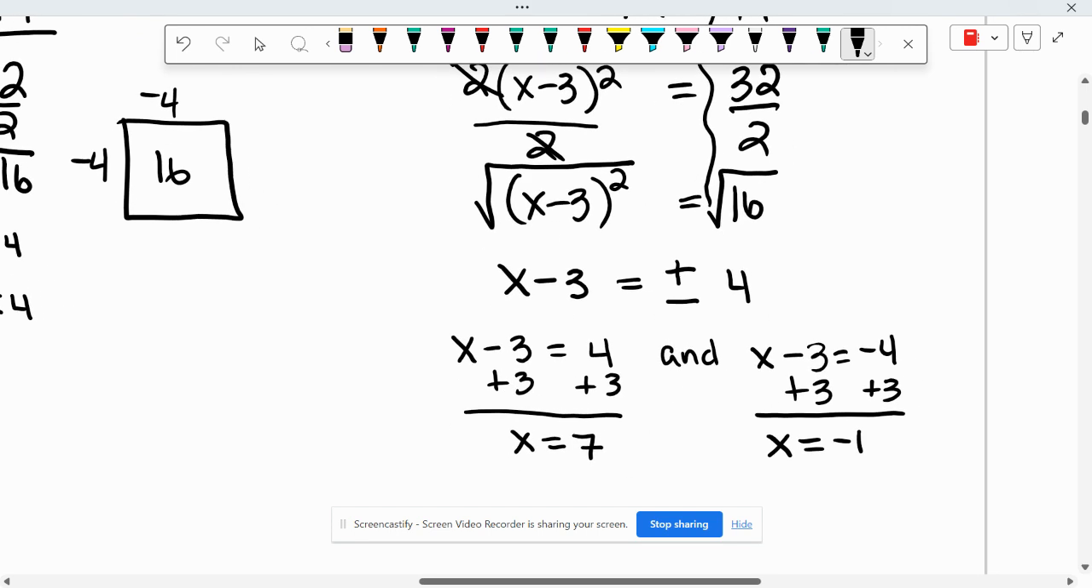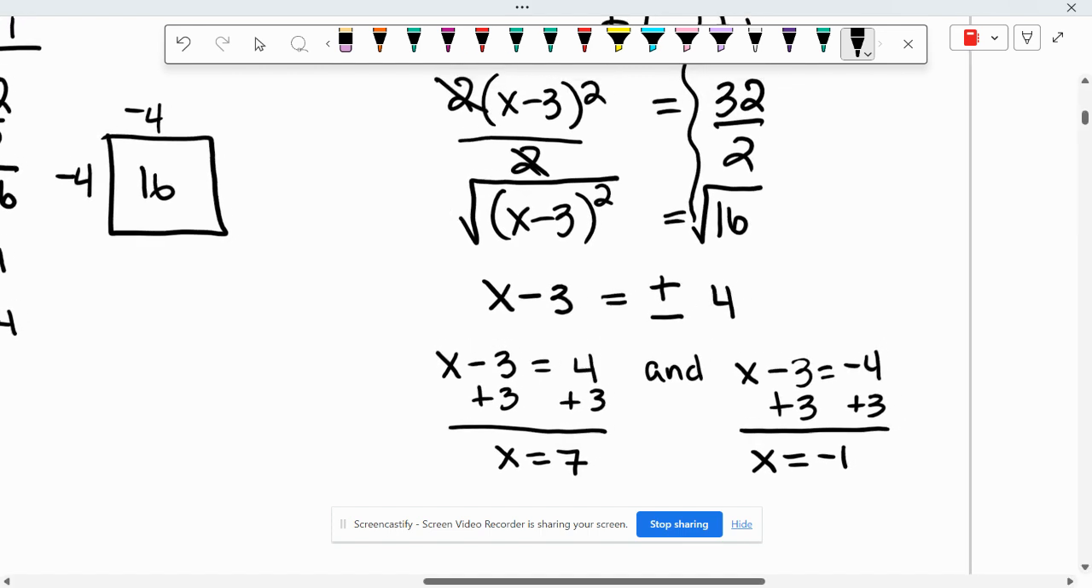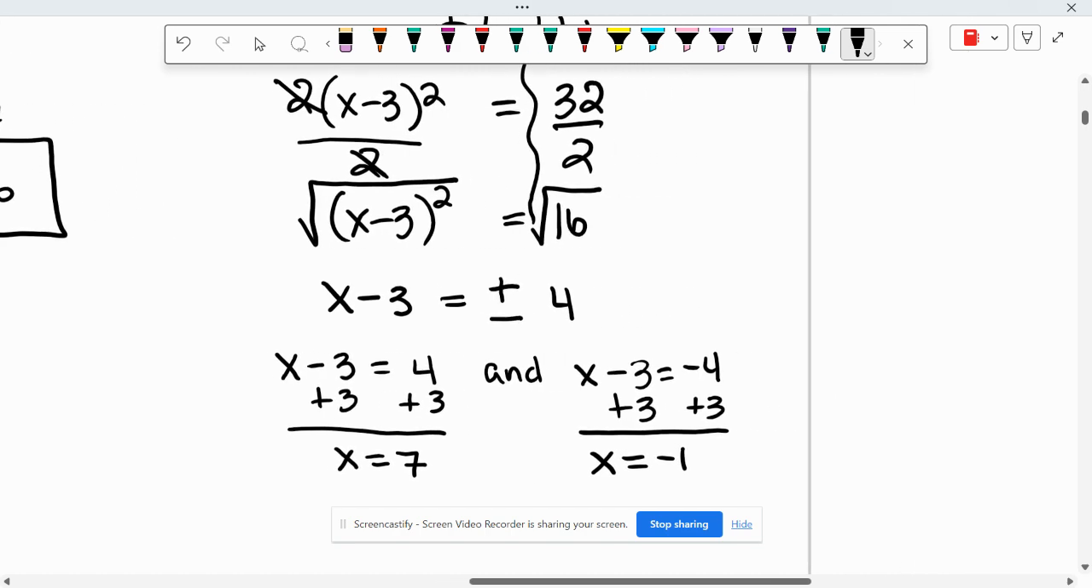Let's check because I feel like you guys are the definition of our lesson today. What is our lesson called today? Solving by taking roots. We're taking square roots. We're solving quadratics by taking the square root. You can't always do this, but it is another method. So today we're using solving by taking square roots. Let's check our two answers, 7 and -1.